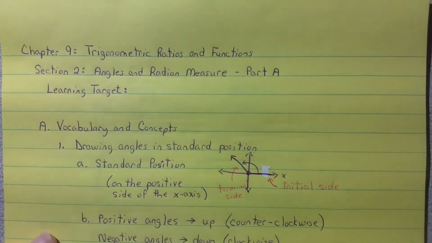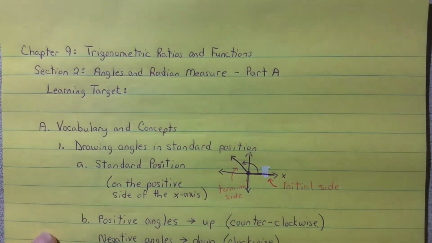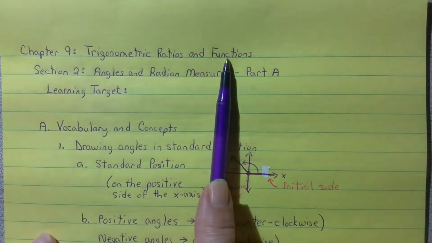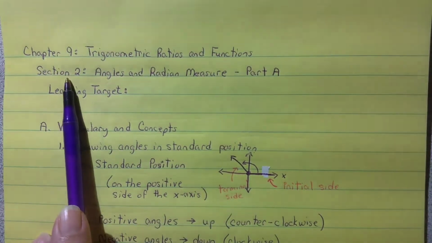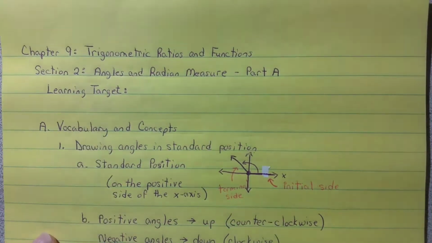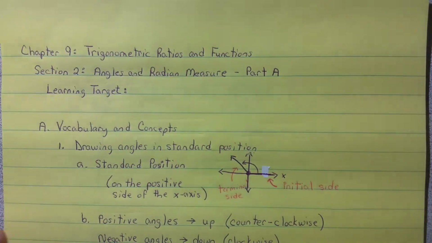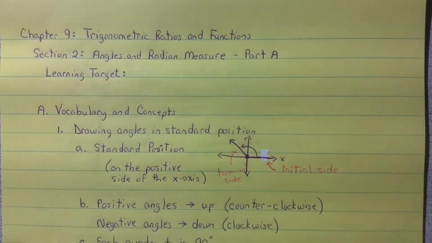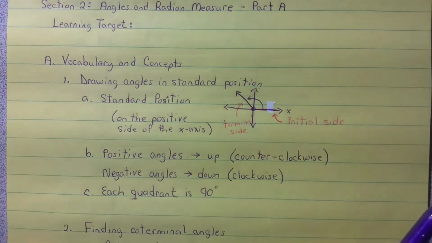Okay, here we go. Today we will be tackling Chapter 9, Trigonometric Ratios and Functions, Section 2, Angles and Radian Measure, Part A. Our learning target, I forgot to write that down, my bad. We will add that a little bit later. Vocabulary and concepts.